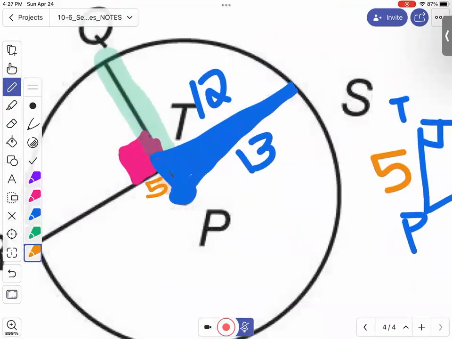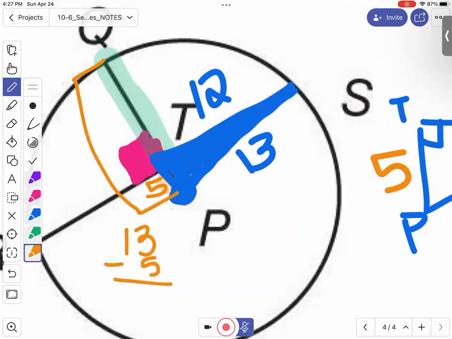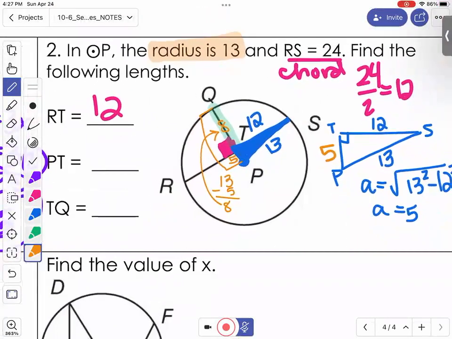Okay, so again, all the way across, P to Q was supposed to be 13. So 13 minus the 5 we just found, meaning my leftover is an 8. So now I've got all of my pieces. Let's fill in the other parts that we need. So P to T was 5 that we found with our triangle. T to Q was 8 using my radius total.